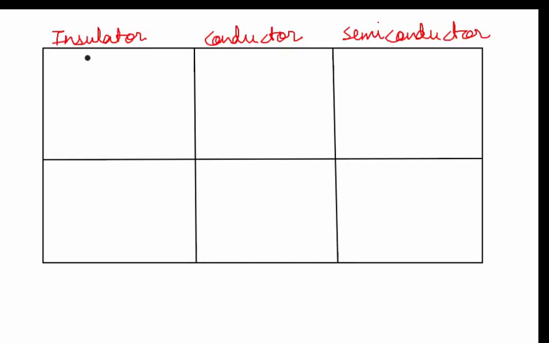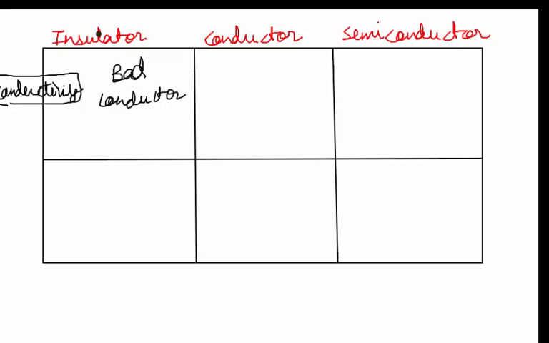So let's first talk about insulators. On what ground should we talk? The simplest one is conductivity. So in terms of conductivity, we can say an insulator is a bad conductor. Electrical conduction is basically not possible in the case of a perfect insulator. Its electrical conductivity is very bad.